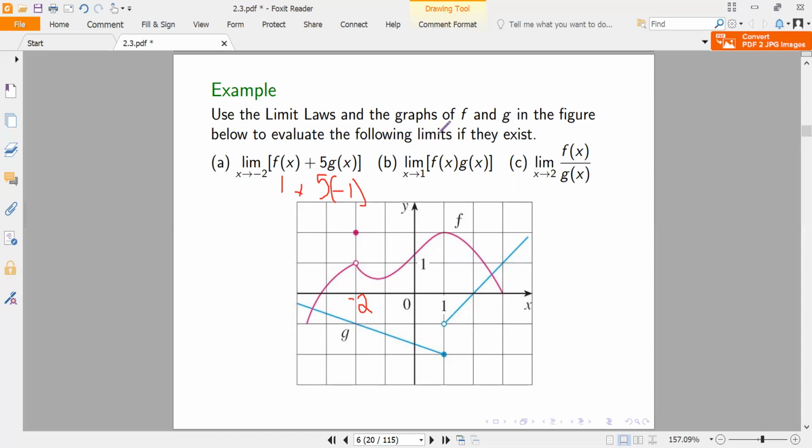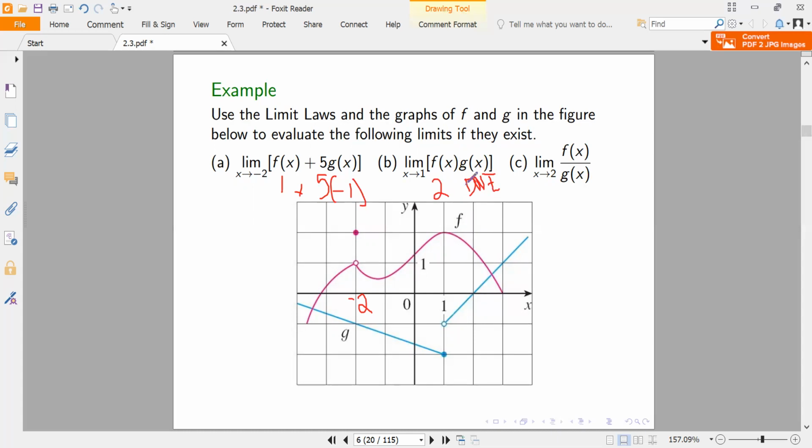Let's look at number B. We're going to look at x approaching 1. Here's 1. Remember the product law said the limit of the product of functions is the same thing as the product of the limits of the functions. So when you look at f of x, approaching 1, the function is approaching 2. And when you look at g of x, coming from the left, it goes to -2. Coming from the right, it goes to 1. So for that, it means the limit does not exist.